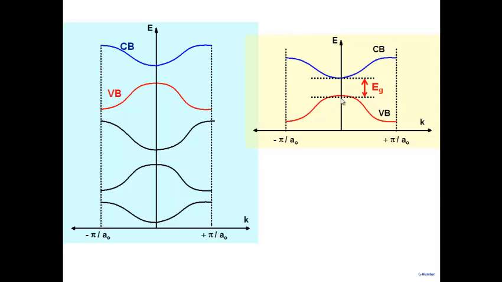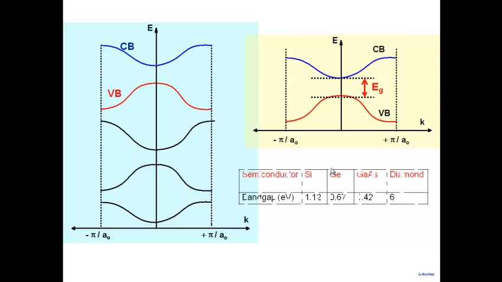The energy difference between the top of the valence band and the bottom of the conduction band is what we call the energy gap. All right. Okay, so that's the other thing here, an energy gap that you're familiar with.